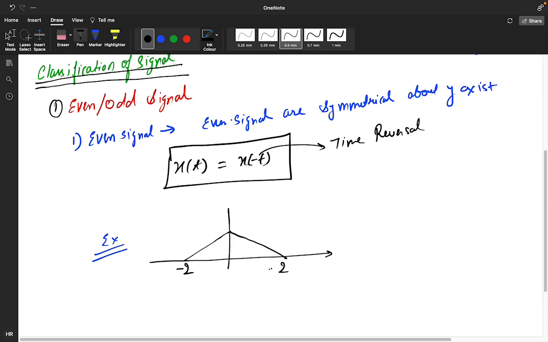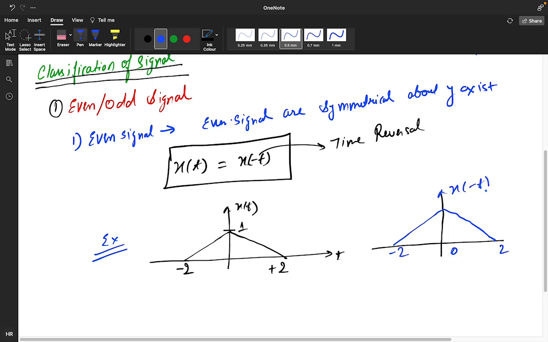Minus 2, this is your plus 2, and this is your value 1, and it's your x of t. This is your t. So if you do x of minus t, what will you get? Same signal. Minus 2 will come, and on this side 2 will come. So you will get the same signal. Minus 2, 2, 0, and this is x of minus t.